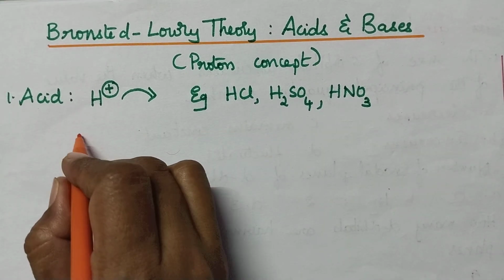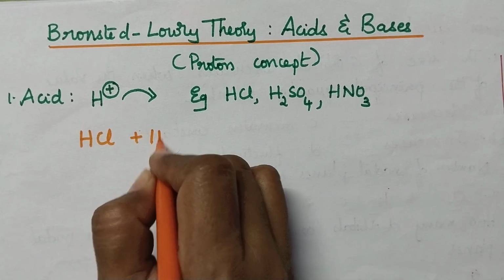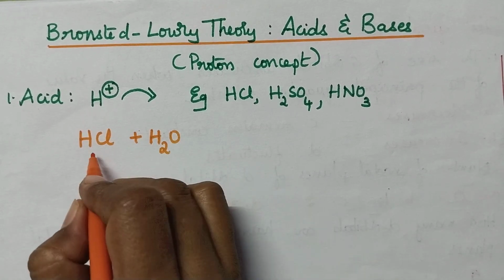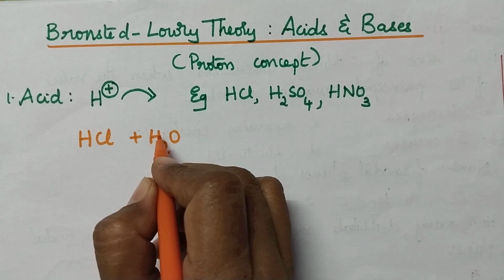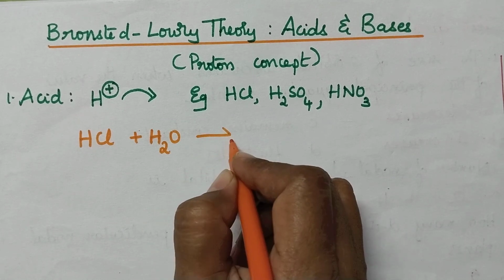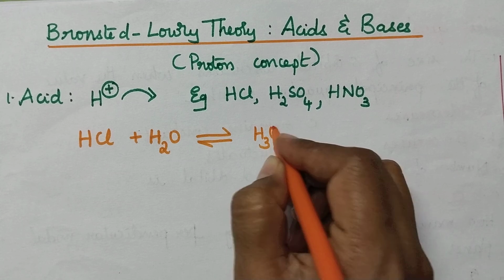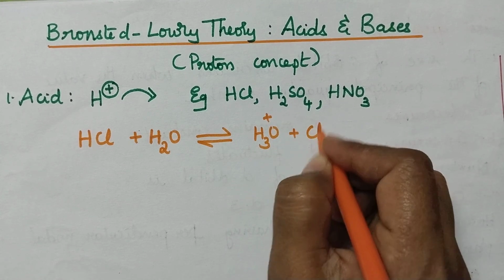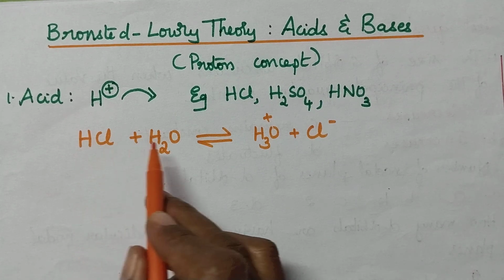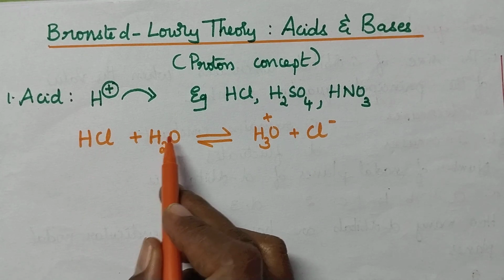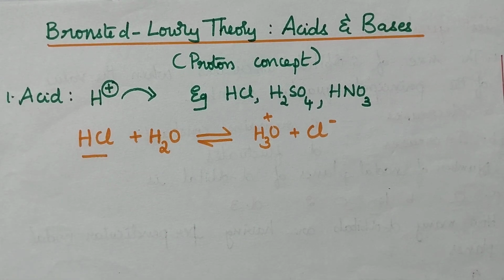If we consider HCl, it reacts with water. Here, what is the nature of HCl? It is an acid. So it donates a proton to the water. Then it results in the formation of H3O plus and Cl minus. So here the acid is donating a proton to the other substance. So HCl will be called an acid.